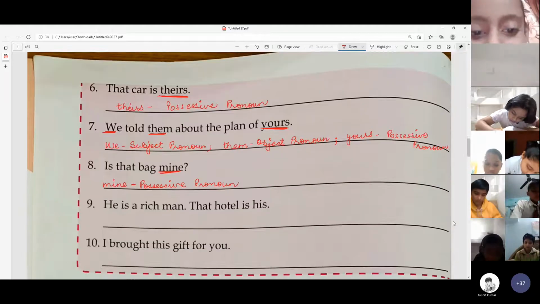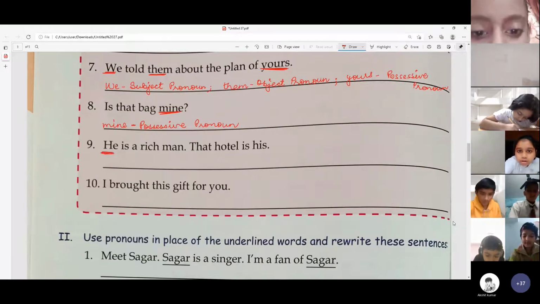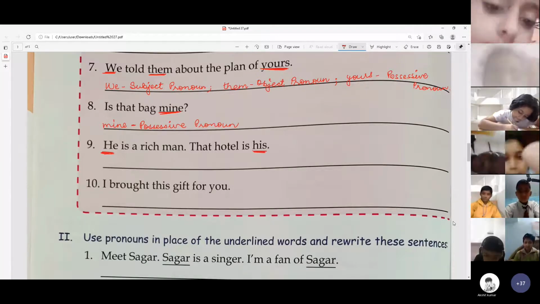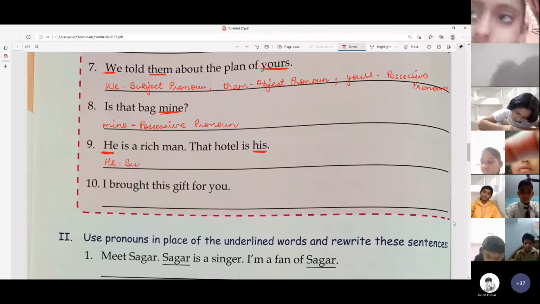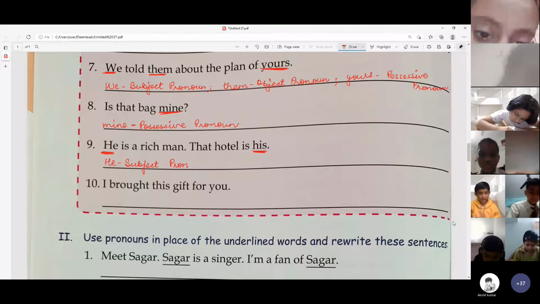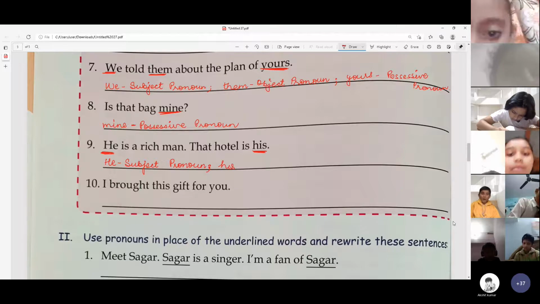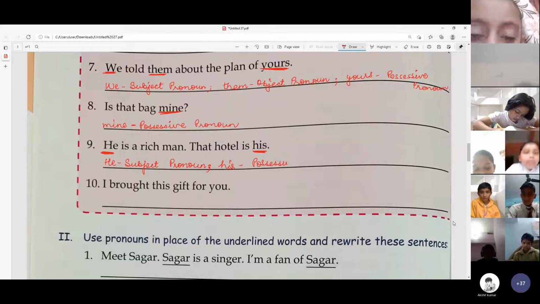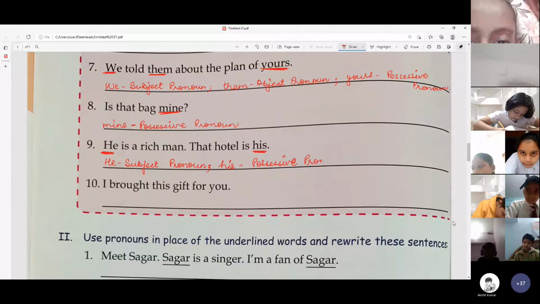That hotel is his. He is a rich man. Ma'am, he is a subject pronoun and his is a possessive pronoun. His is a possessive pronoun because it is showing possession.